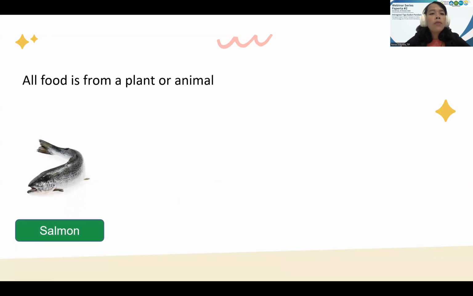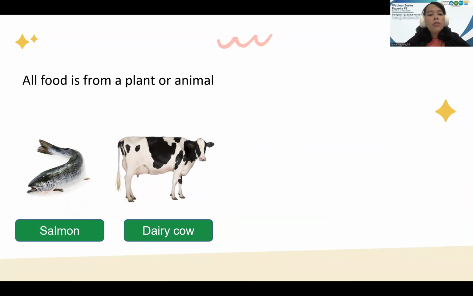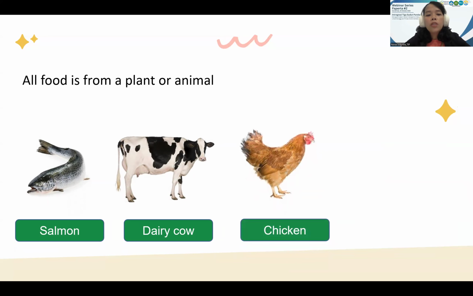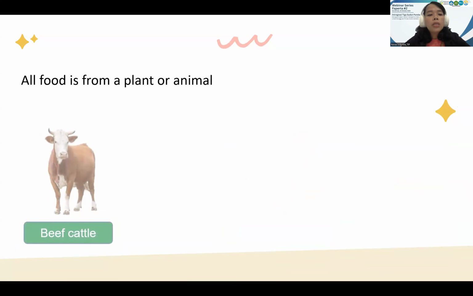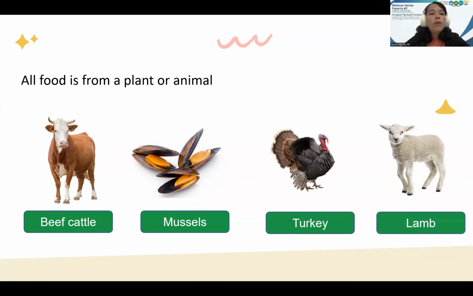Not only fruit from the plant, even from animals, for example fish or salmon, dairy cow, chicken, pigs, beef cattle, mussels, turkey, and lamb. All of this food is from animals. The same thing. When we enjoy food from plants, and the same for food from animals, we need to process them. We need to cook them. We need to keep them and then enjoy them the next day.